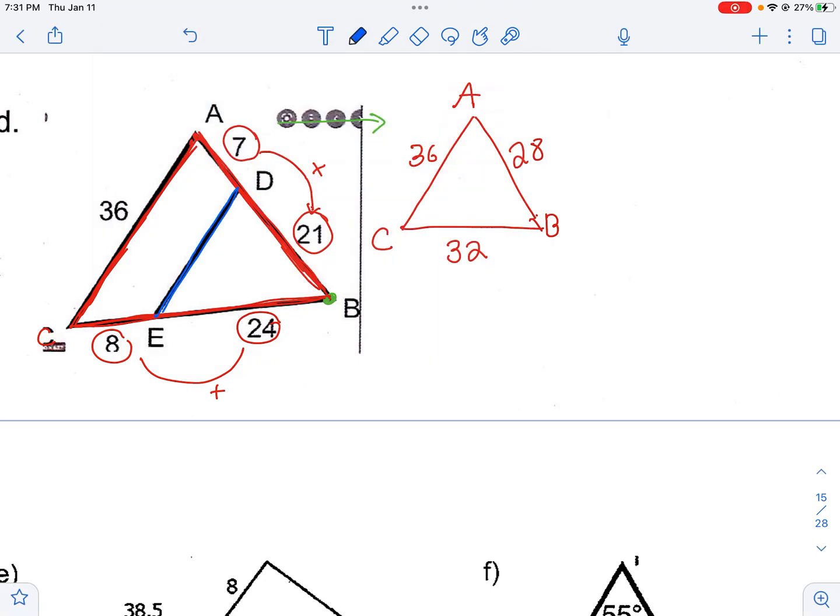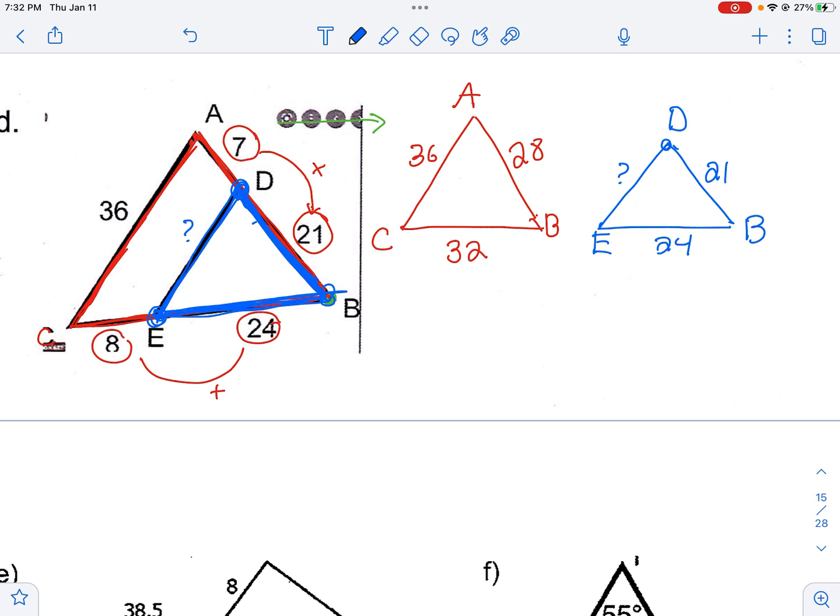Now looking at the smaller triangle, that would be this one right here. Again, I'm just going to draw it over here. We have point D at the top, point E over here on the left, and then we have point B. The sides of this triangle: it looks like we have DB is 21, and EB is 24, but we don't know what ED is. So the first thing I know right away, class, I can't use side, side, side because I don't have all three sides for both triangles. So that one's out.